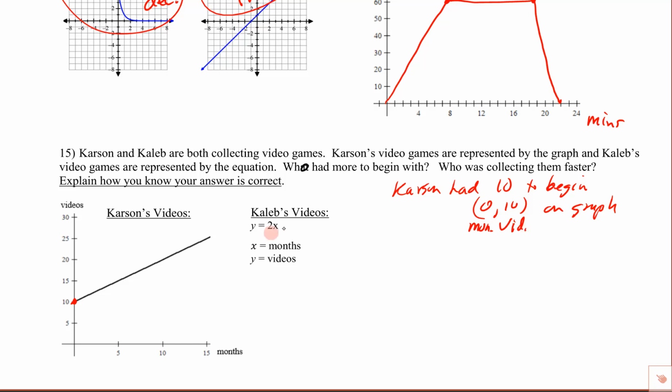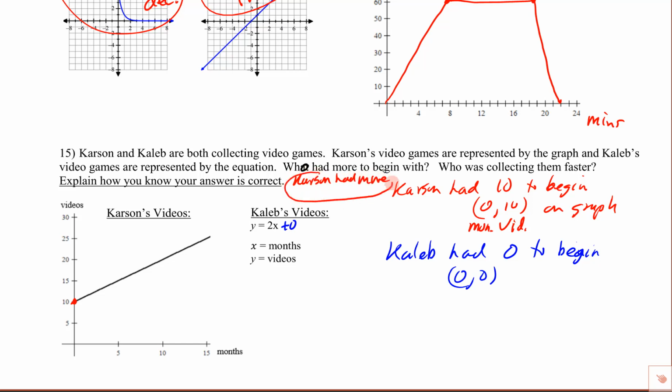And let's see on this one right here, how many did Caleb have to begin with? Well, one thing that we could do on this one is we could say, look, there's no y-intercept, or in other words, the starting value is 0. Okay, so I'm going to put Caleb had 0 to begin. And the reason we know that is if you plug in a 0, you get out a 0, or in other words, the y-intercept is 0. Okay, so who had more to begin with? Carson had more. Okay, so we're going to say Carson had more. And I'm going to put 10 compared to 0.